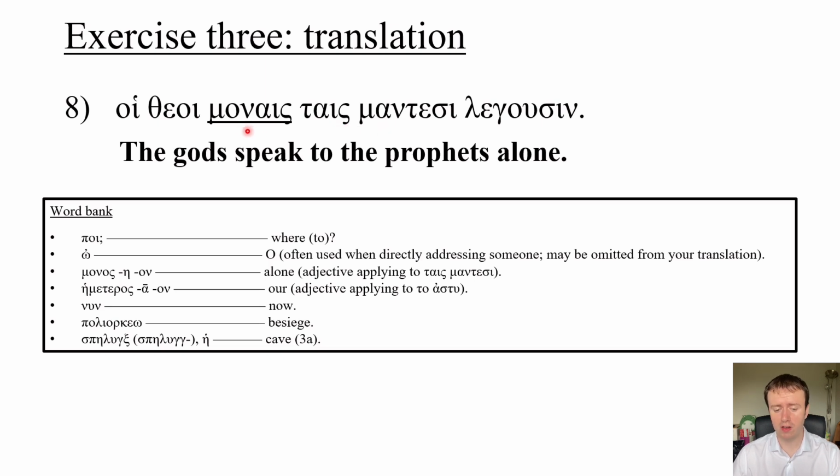But we also have the adjective alone, so we need to say to the prophets alone or for the prophets alone. And when we look at the verb legusin, which means they speak, lego is the verb to speak, here it ends in usin, so we would say they speak, then we realise that it's most appropriate to say to the prophets alone, rather than the gods speak for the prophets alone. So overall then, because the gods are nominative plural, we know that they're the ones doing the speaking, so we've got the gods speak to the prophets alone.